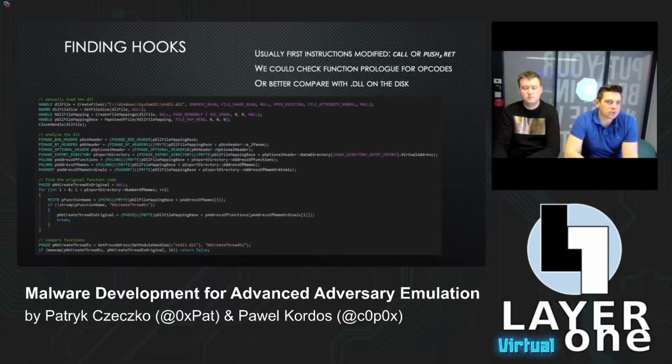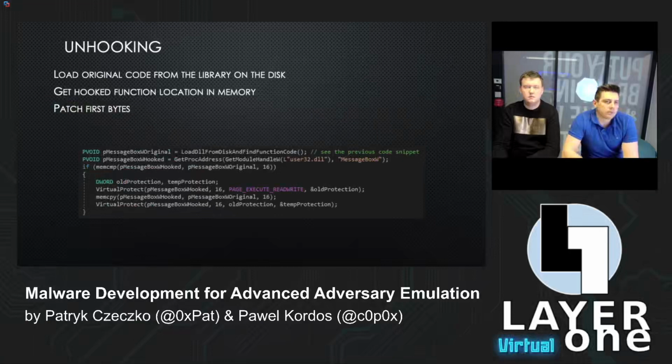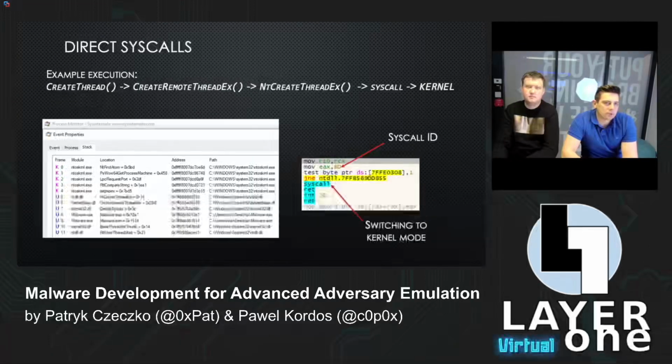So you can see some source code for that. Also, you can find this on my blog. So going further, we would unhook those hooked functions. So just replace the function code with original stuff, for example, from the file on disk. So that way we could clear those EDR hooks.